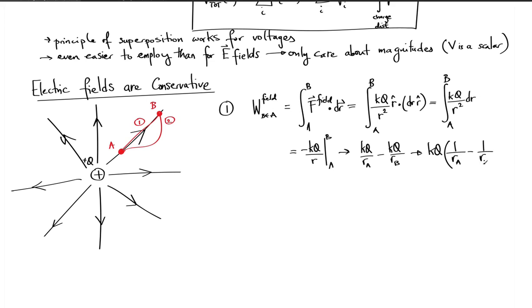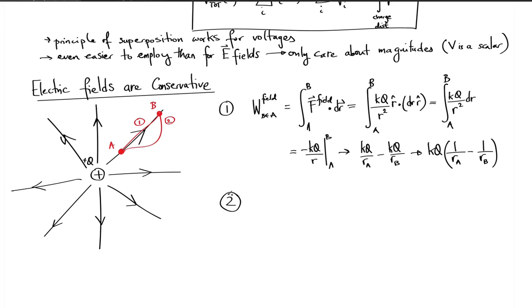So first, for starters, this is positive. We're moving with the field, so this, of course, should be a positive quantity. r sub A is smaller than r sub B, so indeed this will be bigger than that, so it will be positive. Okay, so that's pretty straightforward. That's just the straight line.